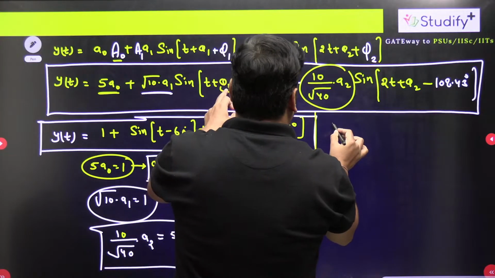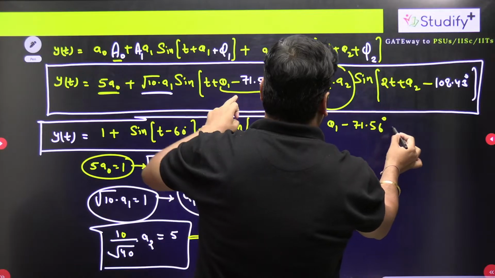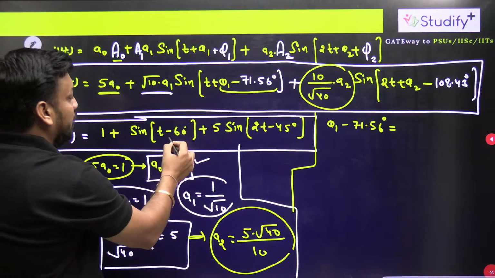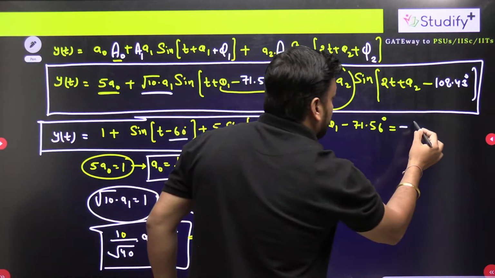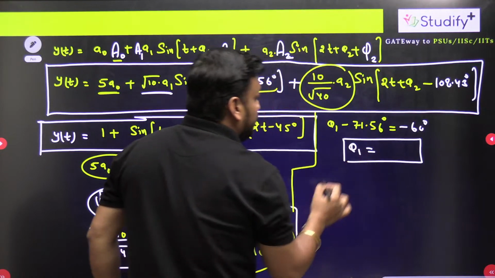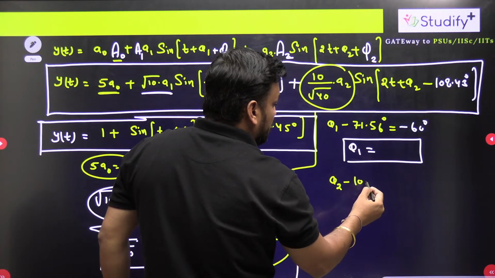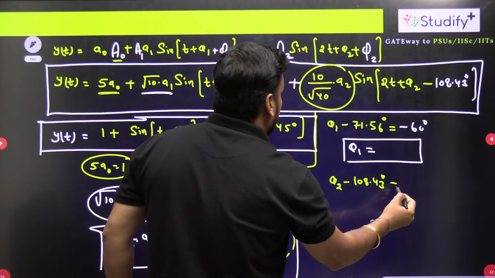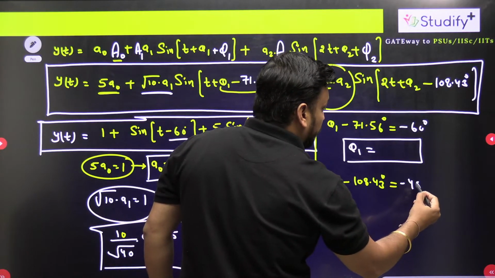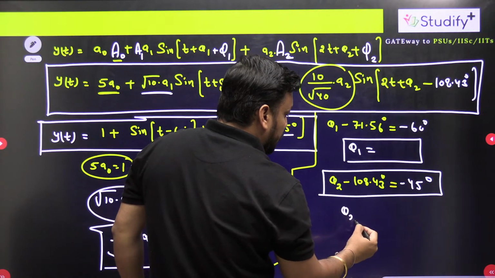Shall we say that कि sir theta 1 minus 70.56 degree, it should be equal to what? The overall angle should be equal to -60. Yes sir, -60 degree. So tell me what is theta 1 from here? Just calculate this and tell me. Similarly guys, we should also calculate this theta 2 minus 108.43 degree. It should be equal to what? -45 sir. -45. Then from here you can calculate the theta 2 value.